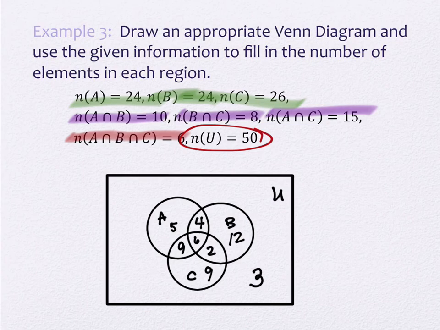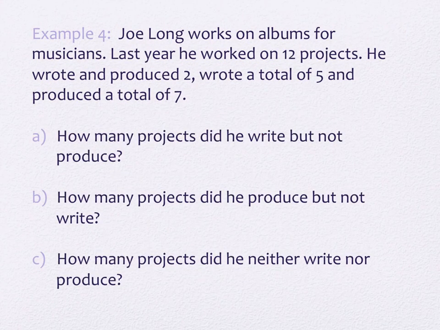So the last 2 examples that we have show what we've actually been building up to through this entire chapter, really, okay? Which is taking a look at some context questions that we can use Venn diagrams to help us solve. So here's our first one. Joe Long works on albums for musicians. Last year, he worked on 12 projects. He wrote and produced 2. He wrote a total of 5, and he produced a total of 7. Okay? We're going to draw a Venn diagram representing this.